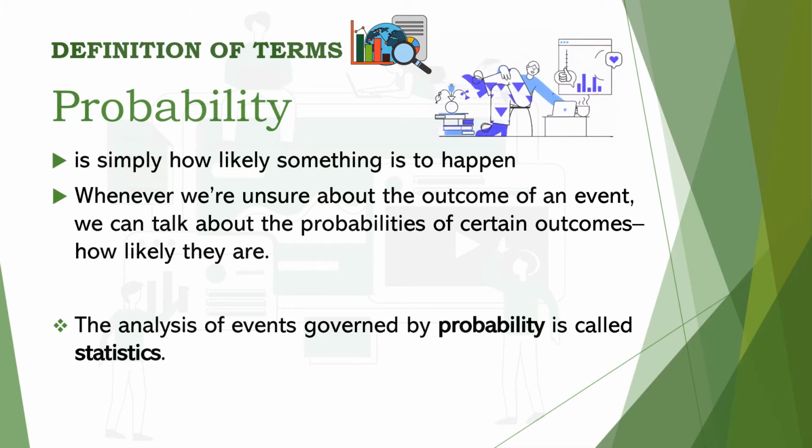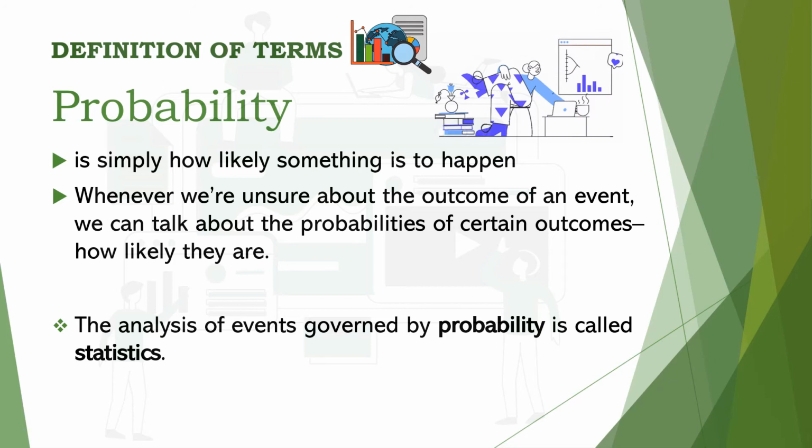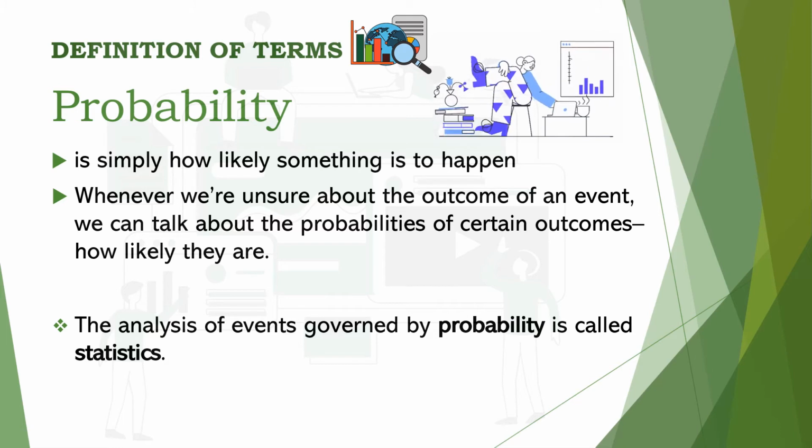Okay, so we need to differentiate statistics from probability since these terms are sometimes interchanged and are closely used. Take note that statistics refers to data, while probability pertains to possibilities or chances. Also, statistics involves the analysis of past events. On the other hand, probability deals with the future.